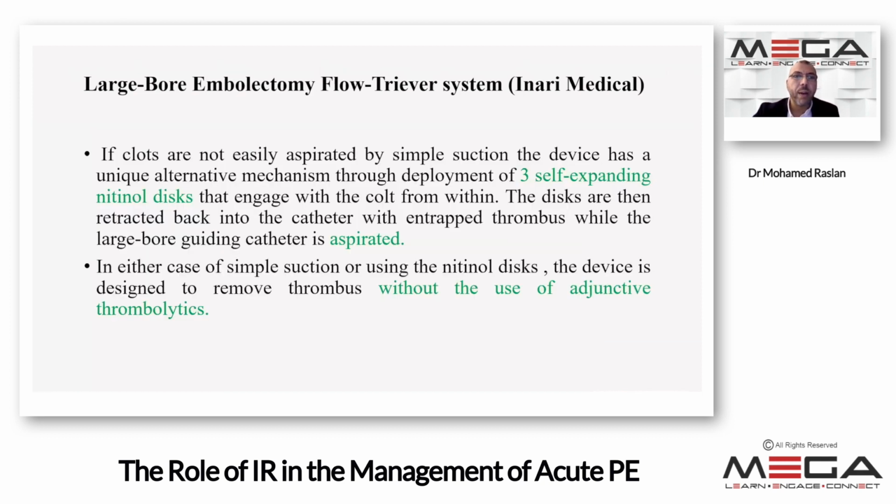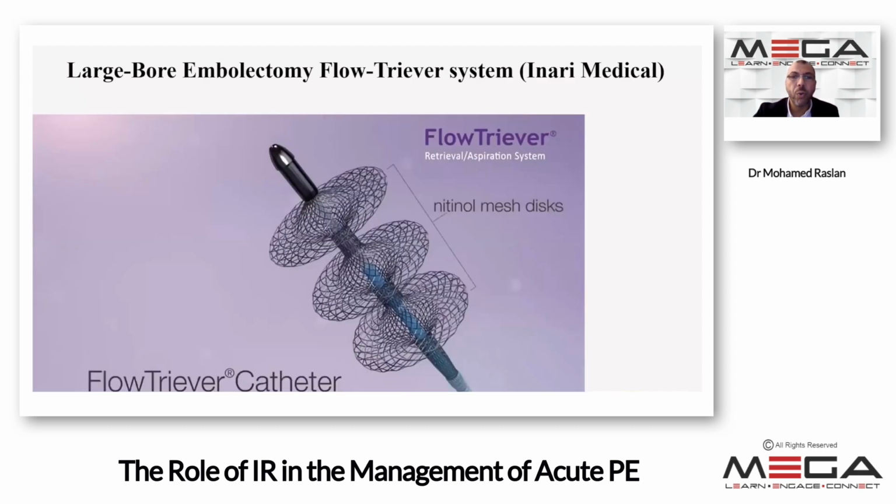Okay. If the clots are not easily aspirated by simple suction, the device has a unique alternative mechanism through deployment of 3 self-expanding nitinol discs that engage with the clot from within. The discs are then retracted back into the catheter with entrapped thrombus while the large bore guiding catheter is aspirated. In either case, simple suction or using the nitinol discs, the device is designed to remove thrombus without the use of adjunctive thrombolytics. You can see here, these are the nitinol mesh.